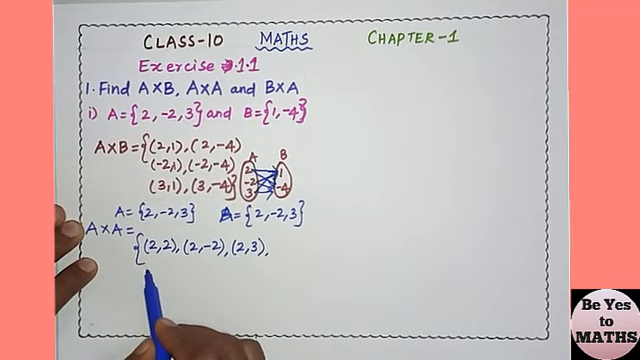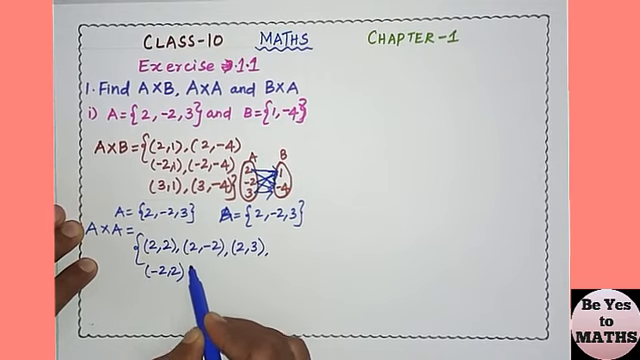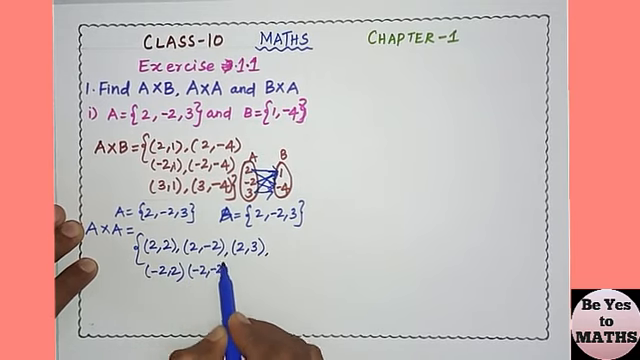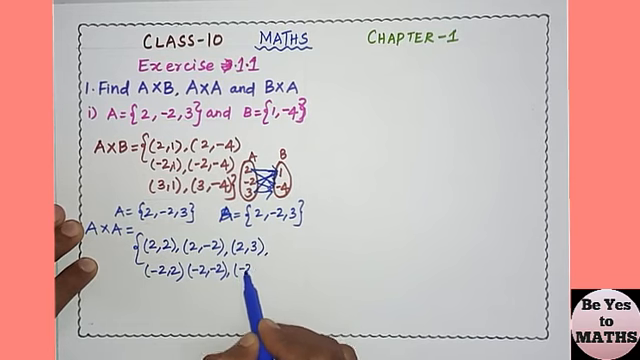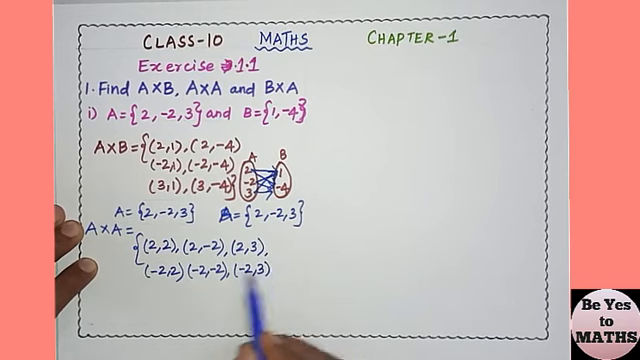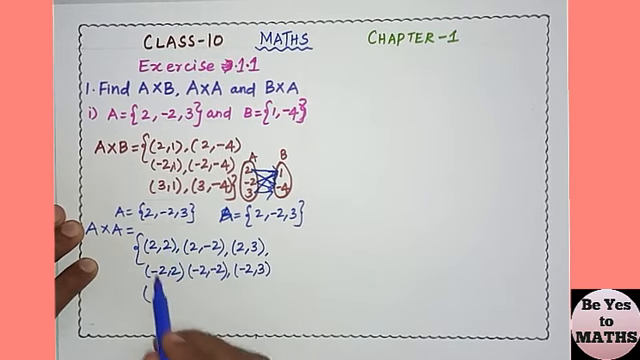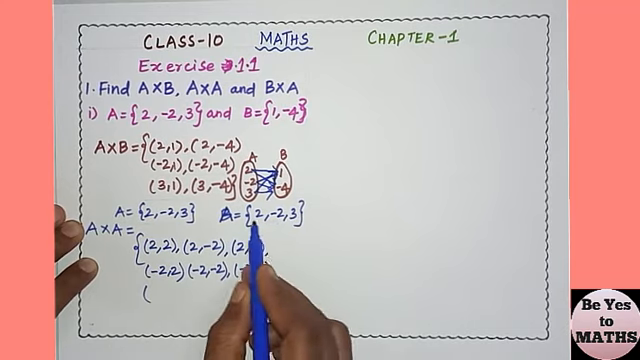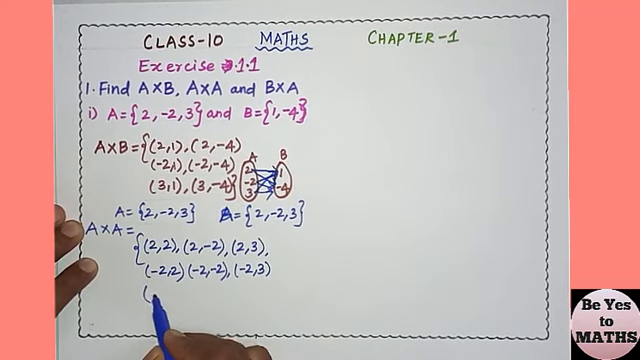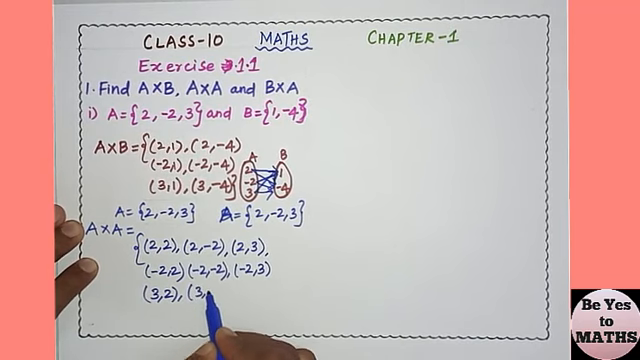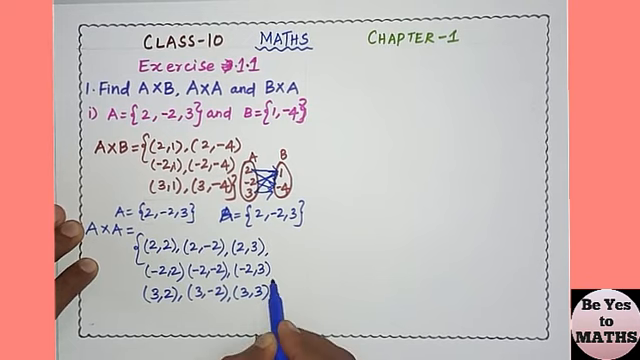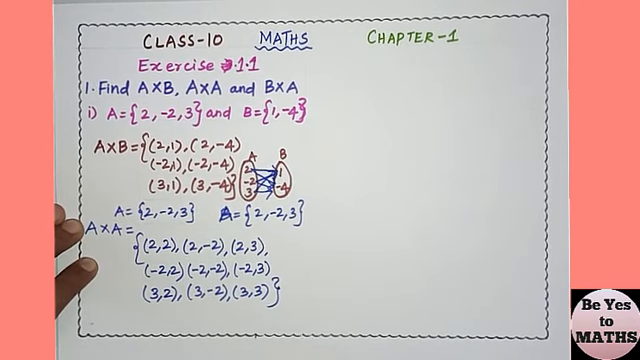Now we'll pair with minus 2: minus 2 comma 2, minus 2 comma minus 2, minus 2 comma 3. Now take element 3 from set A and pair with all the elements in set A. So 3 comma 2, 3 comma minus 2, 3 comma 3. This is A cross A.